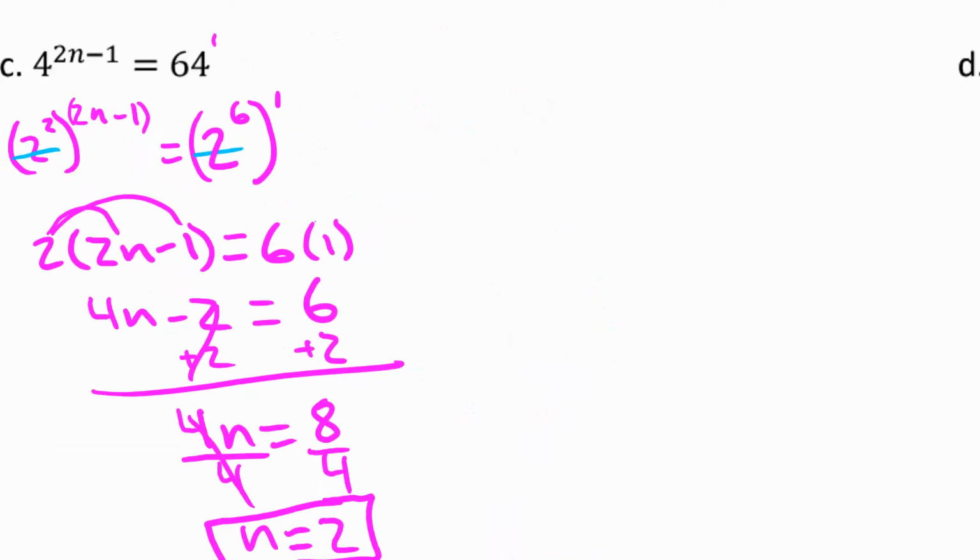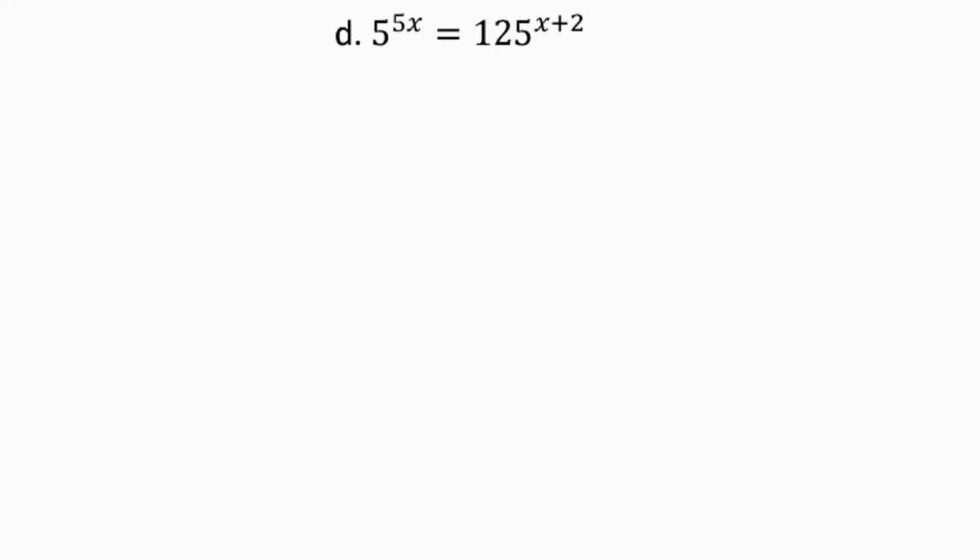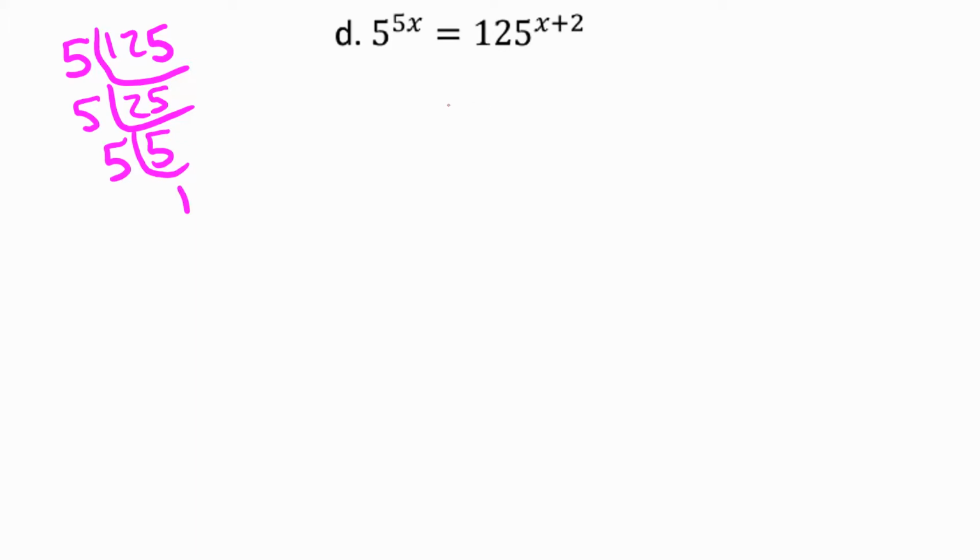Next problem. The 5 doesn't need to be hedged. That can stay exactly how it is. Let's hedge the 125. 125 divided by 5 is 25. Divided by 5 is 5. Divided by 5 is 1. So that means 125 is 5 to the 3rd power.